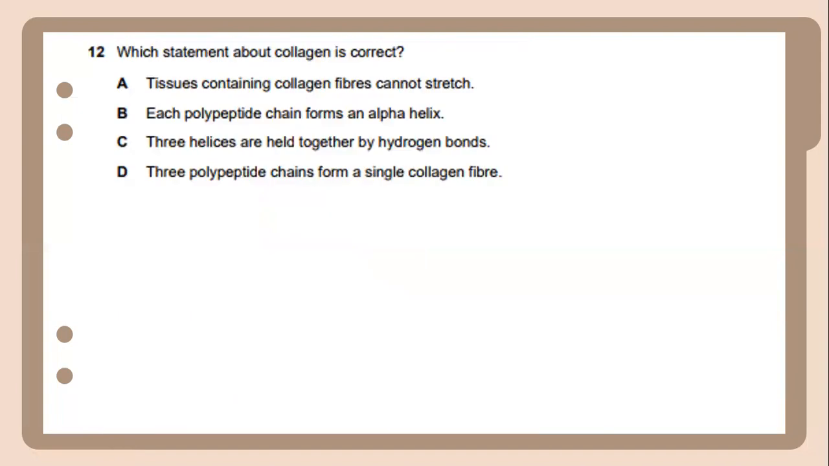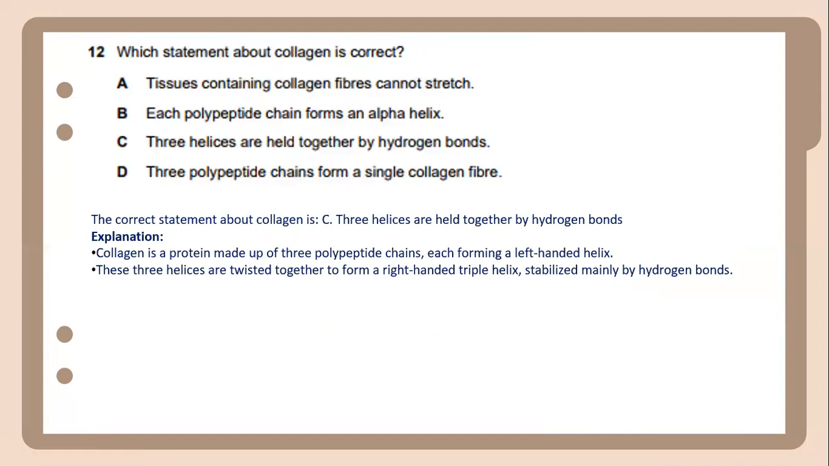Which statement about collagen is correct? The correct statement about collagen is C: three helices are held together by hydrogen bonds. This can be explained by collagen being a protein made up of three polypeptide chains, each forming a left-handed helix. These three helices are twisted together to form a right-handed triple helix, stabilized mainly by hydrogen bonds.